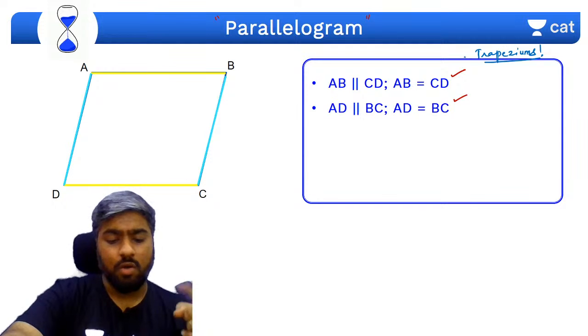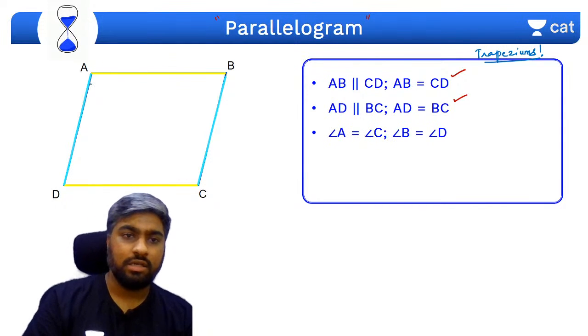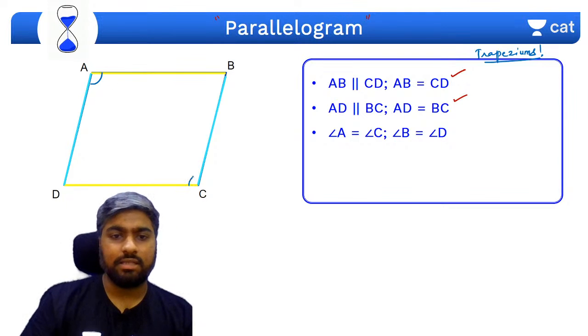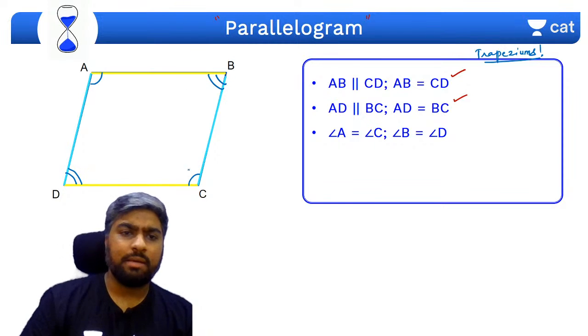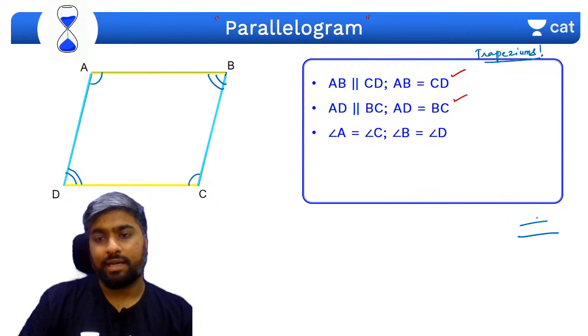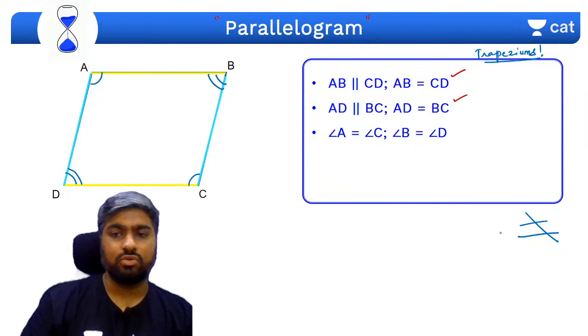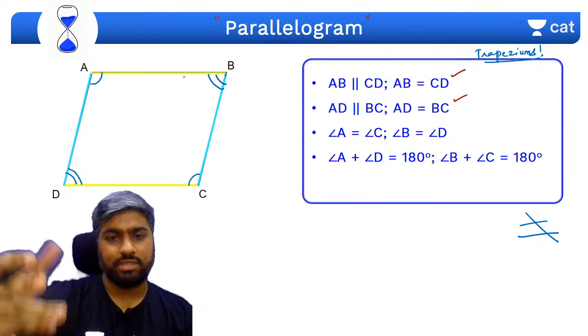Yes, now since opposing sides are equal, what do we know about the opposing angles? They would also be equal. So angle A would be equal to angle C, angle D would be equal to angle B. Yes, you can apply all rules here that you used to apply for two parallel lines and a transversal. Cool. So opposing angles are equal because opposing sides are equal.